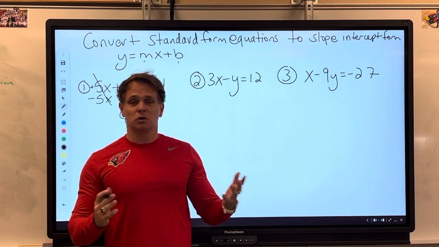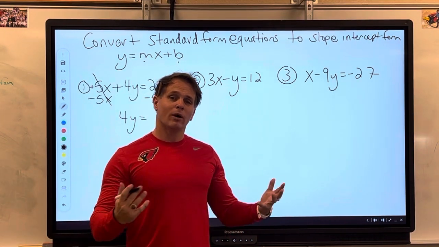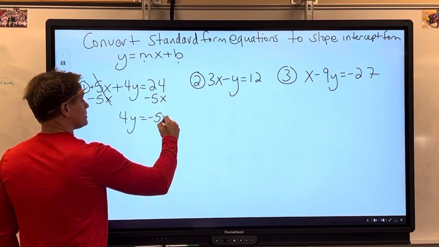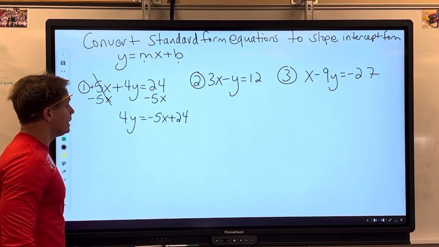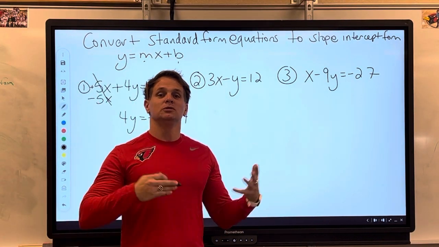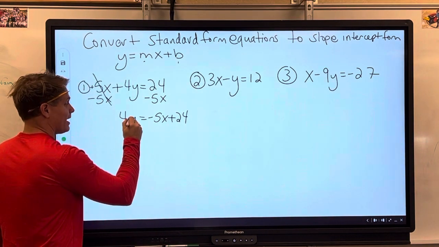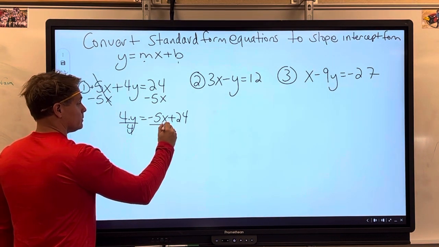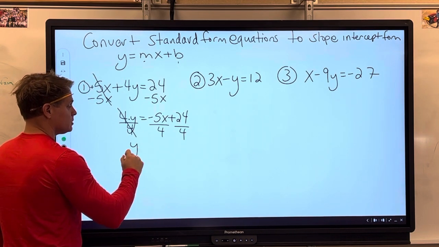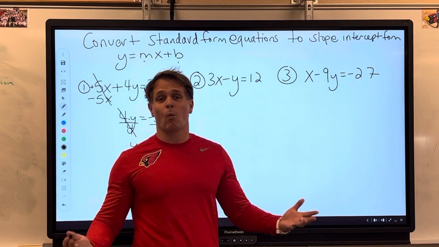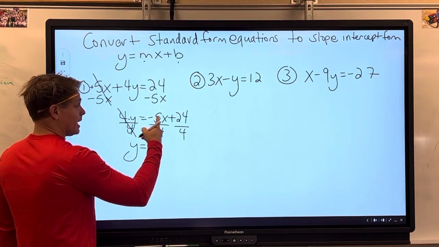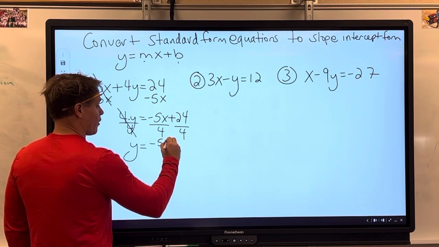and a negative 5x. Those are not like terms, so I'm going to write the variable first: negative 5x plus 24. Now I have 4 times y. How do you undo multiplying? You divide. So I'm going to divide everything by 4. So 4 divided by 4 is 1, so I have 1y, and you don't need to write 1y, you can just write y. Y equals negative 5x over 4, which is a fraction.